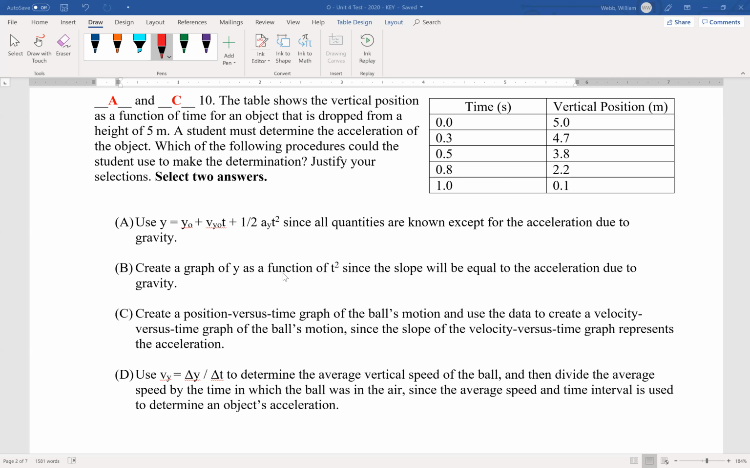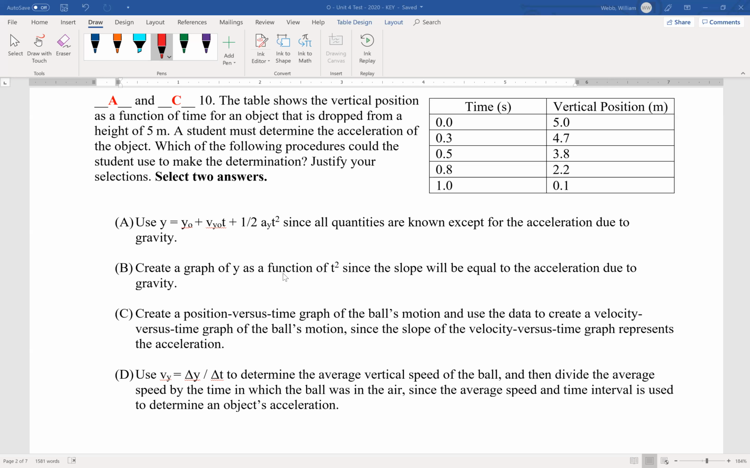For D, use Vy equals delta y over delta t to determine the average vertical speed of the ball. Okay, that is a true statement. And then divide the average speed by time in which the ball was in the air. Okay, we could do that. So far, it doesn't necessarily seem logical, but they haven't said anything wrong yet, since the average speed in the time interval is used to determine the object's acceleration.